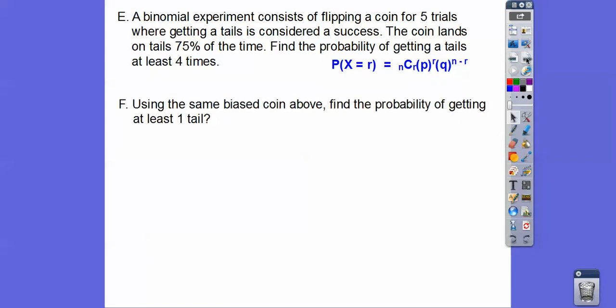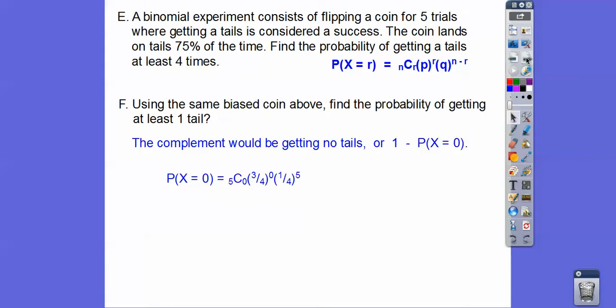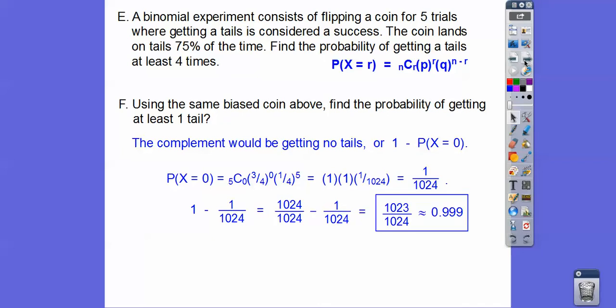Okay, all right, so what about using the same biased coin above? Find the probability of getting at least 1 tail. Okay, now at least 1 is, again, the opposite of getting 0 tails or no tails. So we can find the probability of getting no tails right there. Plug it in, so r equals 0, and then whatever this is, we're going to take it away from 1. That's going to be our answer right there. So we get 1 over 24. So the probability with this situation, and this biased coin of 75% of the time, the probability of getting at least 1 tail is going to be 1023 over 1024, about 99.9% of the time.